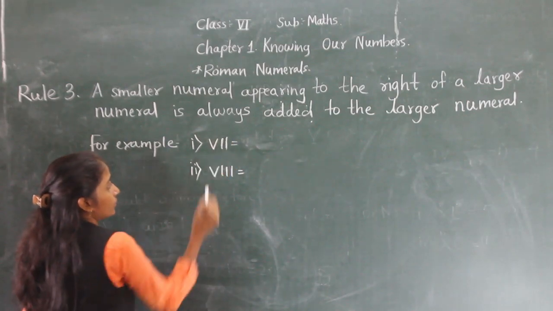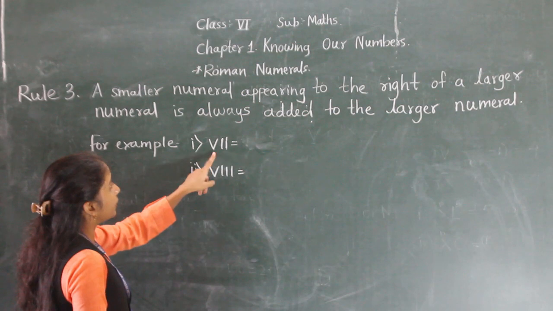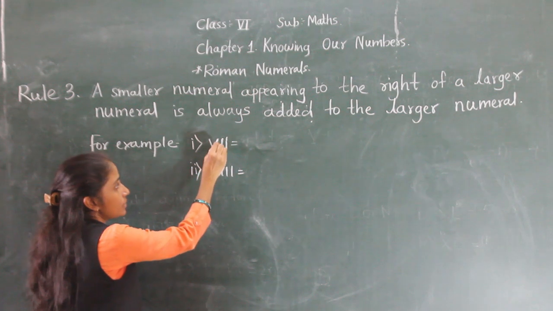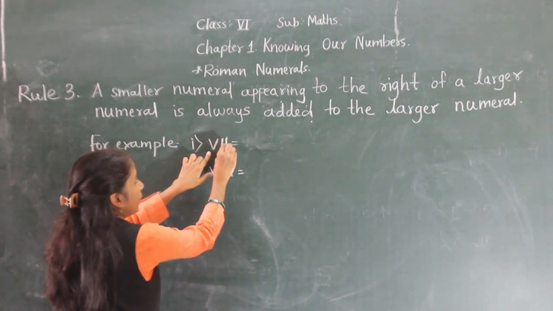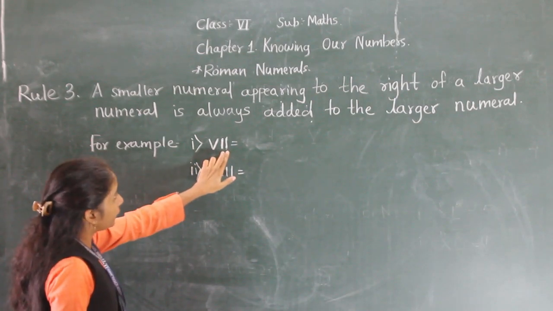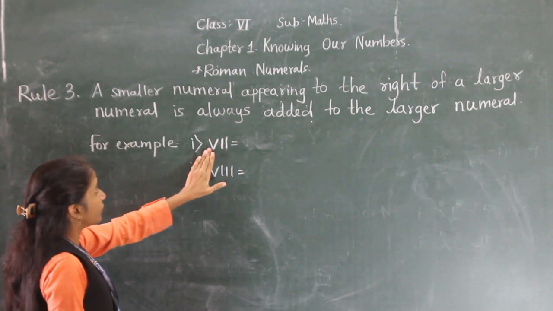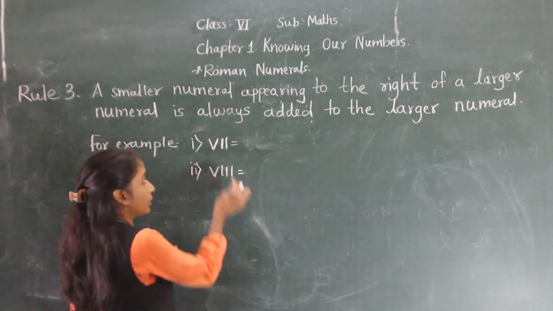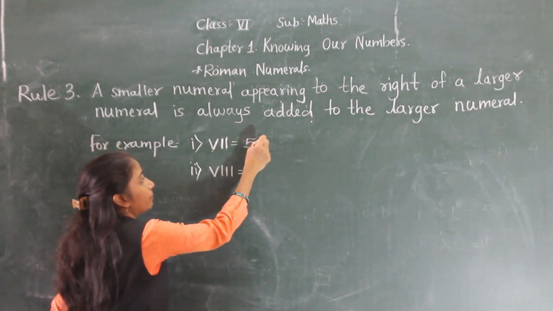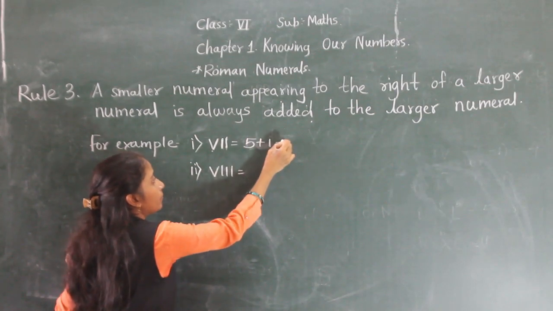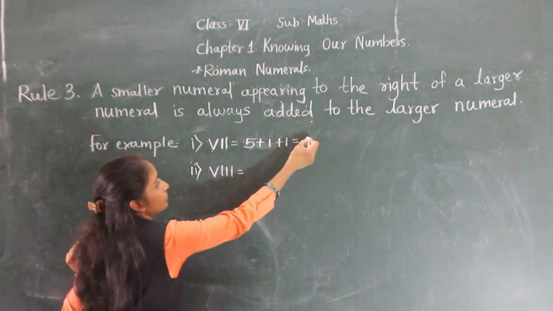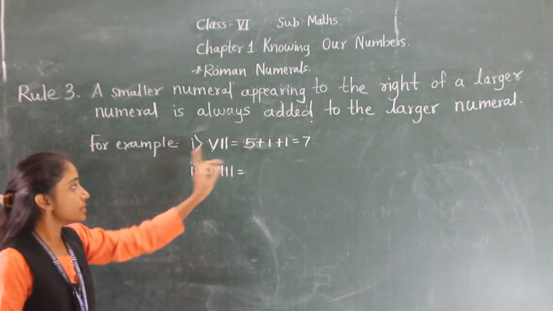Smaller numeral appearing to the right of a larger numeral. See, this is the larger numeral. V means 5. 1, 1, smaller numerals. Smaller numeral appearing to the right of a larger numeral is always added to the larger numeral. Means always it should be added. Now V means 5 plus 1 plus 1. So 5 plus 1 plus 1, 7. So this number is 7.